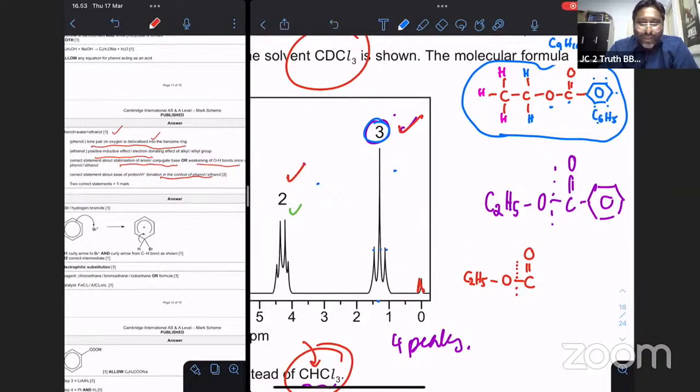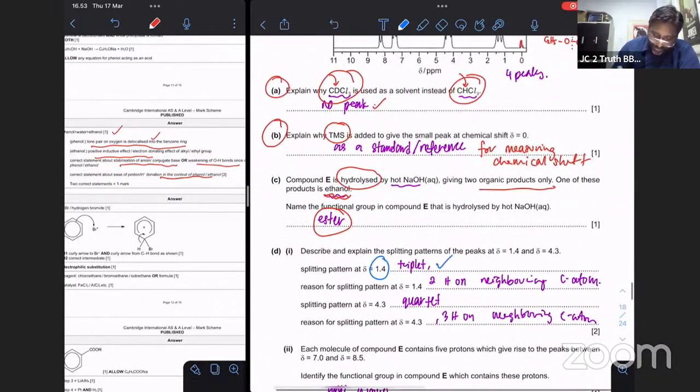The one that is most likely representing this, sorry, the splitting is a triplet. The neighboring carbon atom has 2 hydrogens, because we talk about N plus 1. So I can see this is 3, it means 3 hydrogens in the same environment. So most likely they are going to represent this hydrogen, and the neighboring carbon has 2, which is going to explain the triplet. So that is going to be the answer, triplet.